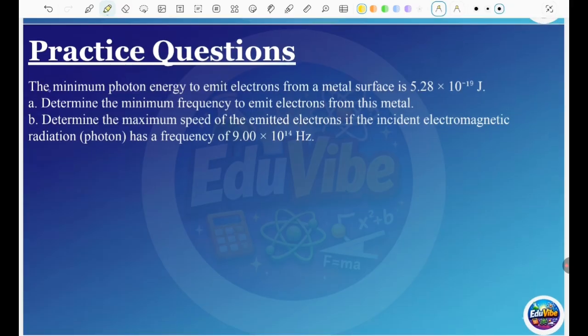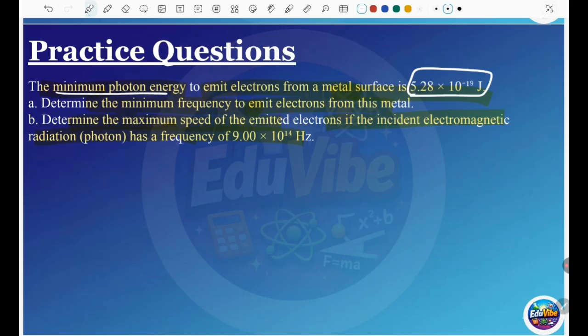The question says the minimum photon energy to emit the electrons from a metal surface is 5.28 times 10 to the minus 19 joules. Determine the minimum frequency to emit the electrons from this metal, and the maximum speed of the emitted electrons if the incident electromagnetic radiation, which is photon, has a frequency of 9.0 times 10 raised to the power 14 Hertz. Firstly, you have to find the frequency, but you have energy of photon in this. But this is not directly the photon's energy, because they mentioned the minimum photon energy. So when they mention the words minimum photon energy to emit the electrons, it means that what is given to you is your W actually.